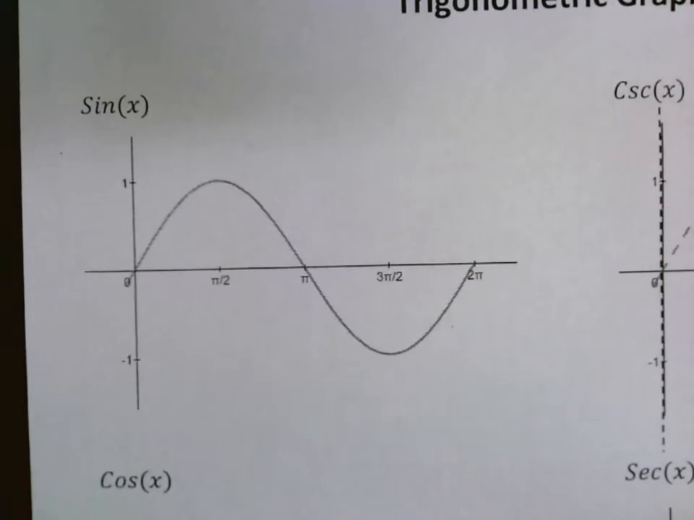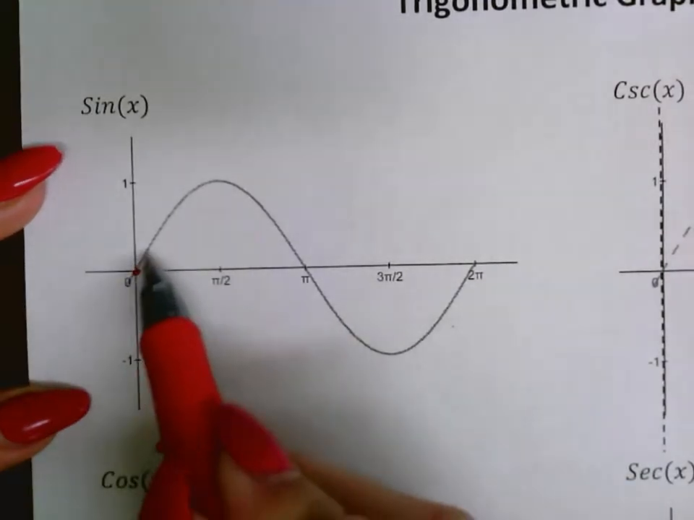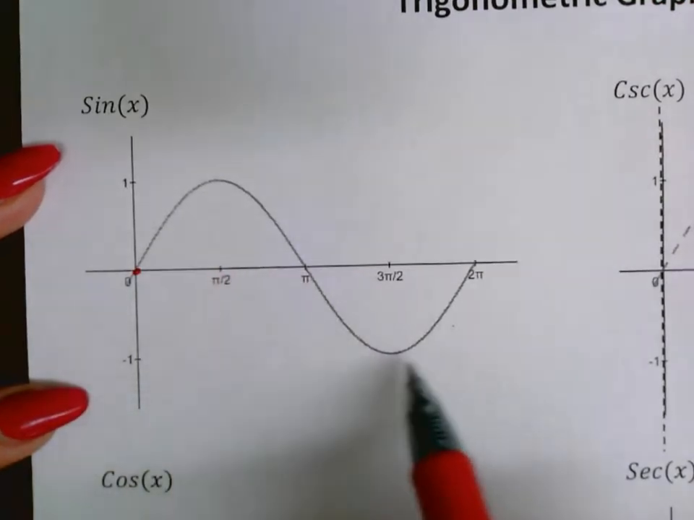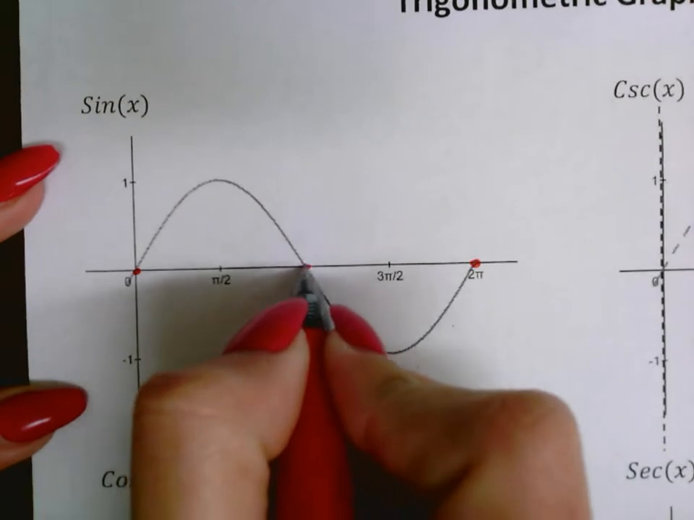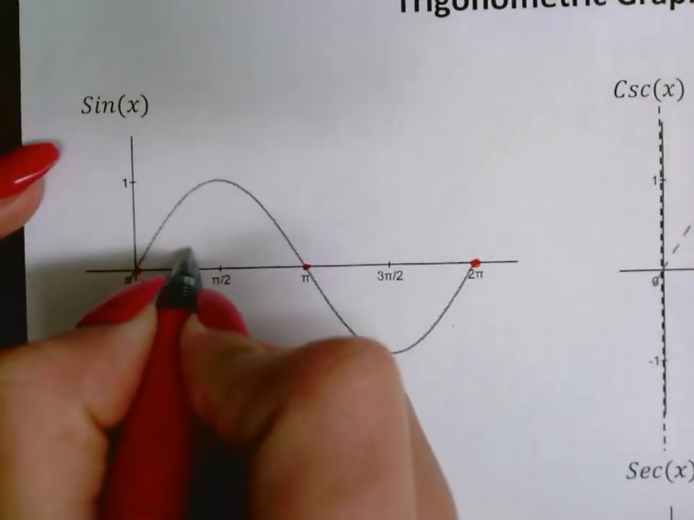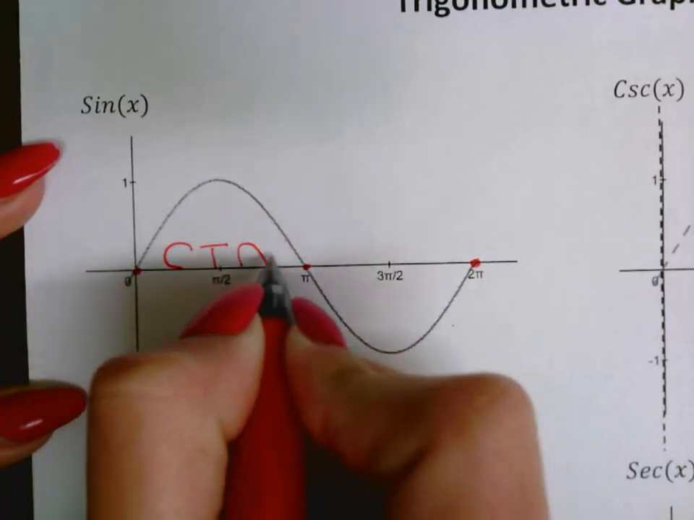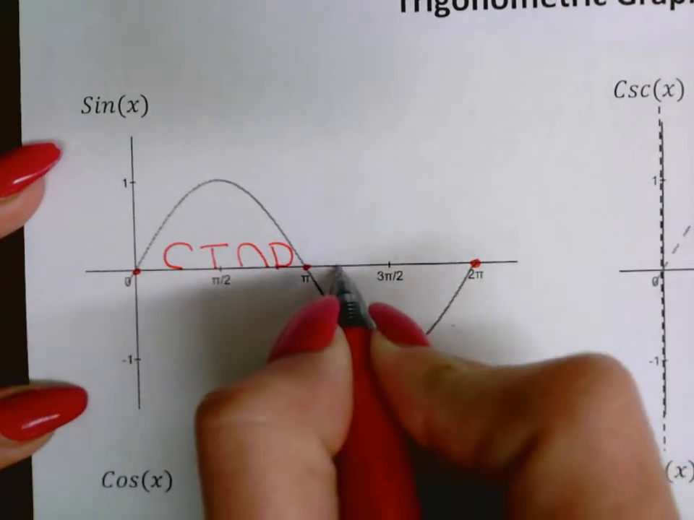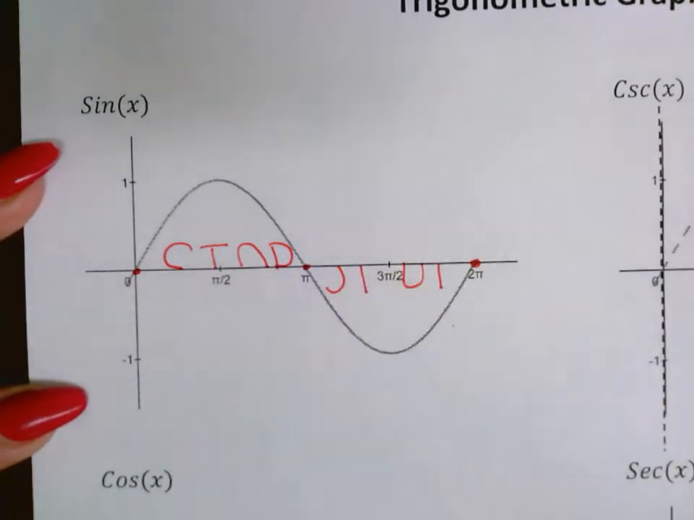Sine starts at 0, goes over, and then under. I'll always tell you some silly little way to remember. I tell my classes that sine looks like if you chopped up a stop sign, so you can kind of draw the letters of a stop sign. Again, whatever it takes to help you memorize it.